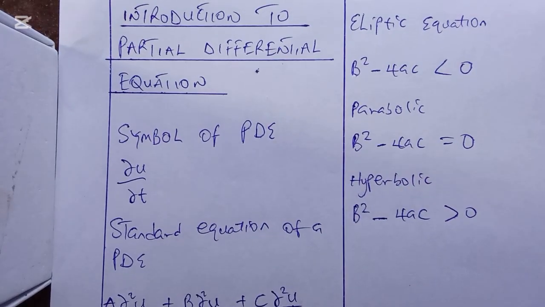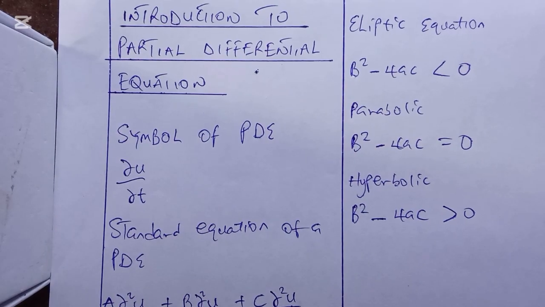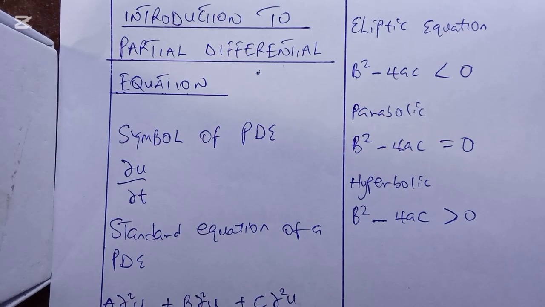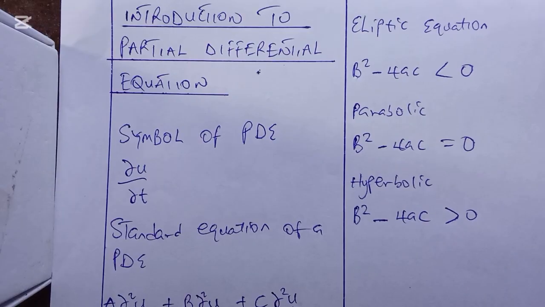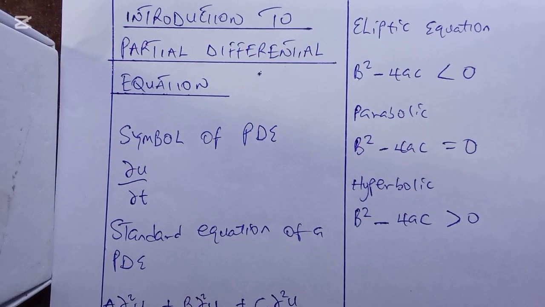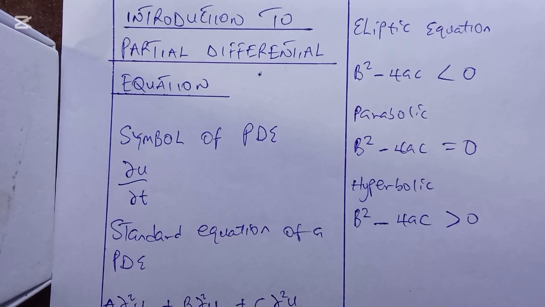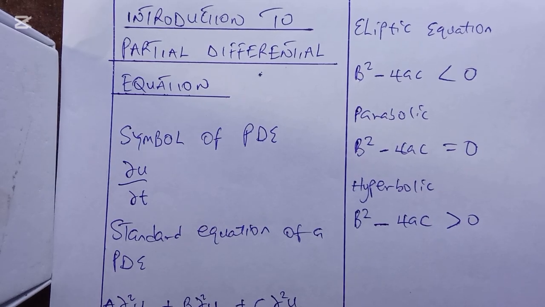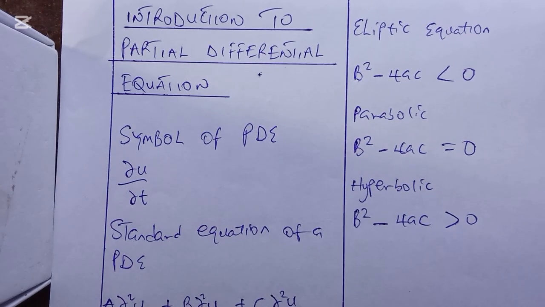These 3 equations are very, very important: elliptic, parabolic, and hyperbolic. For elliptic, your discriminant is less than 0. For parabolic, your discriminant is equal to 0. And for hyperbolic, your discriminant is greater than 0. Now, let's solve a few examples so you can understand this better. Let's classify a few partial differential equations.